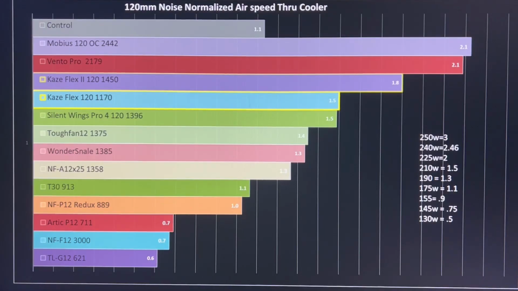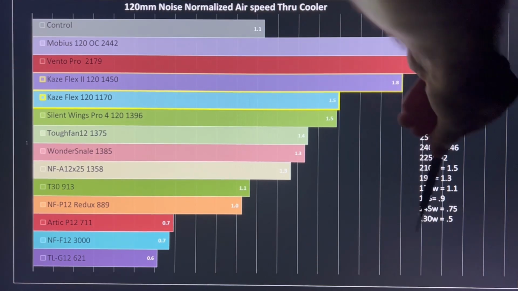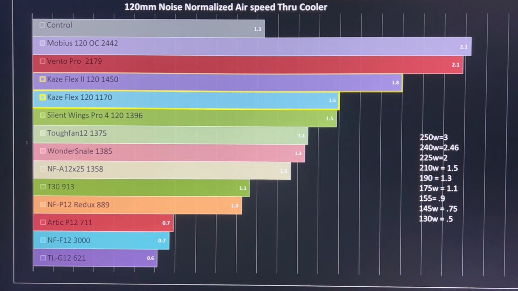But how do these fans compare against other fans? Well, I've already talked about the error in my measurements and error in my noise values. We can jump specifically to talking about what's on this graph. Right here in this data, this is the wattage with the W at the end equals airspeed. In another video, I did extensive testing for what airspeed through the cooler using just one fan equates to a CPU wattage.